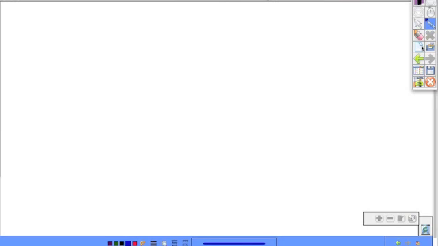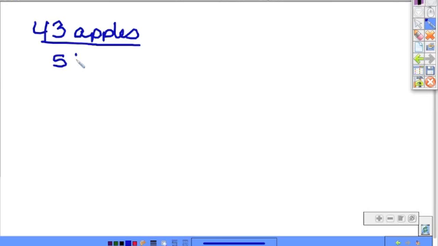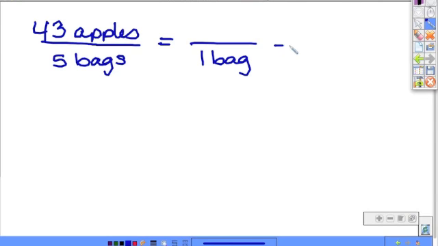Okay? Let's try to find another one. What if we have something like 43 apples to 5 bags? So if you buy 5 bags, you get 43 apples. How many apples are in 1 bag? That's what they're asking. I want to get this down to 1 bag. This is my unit rate. Okay? Remembering unit always means out of 1.